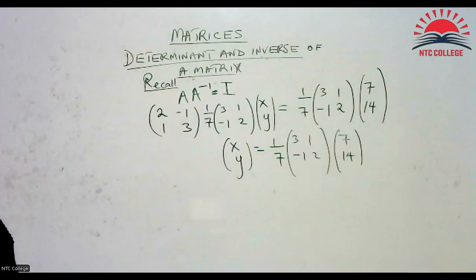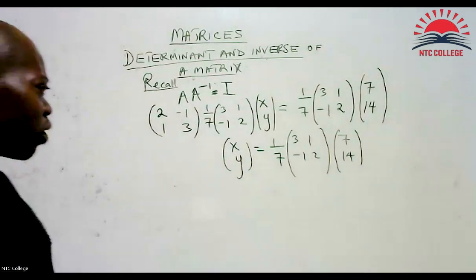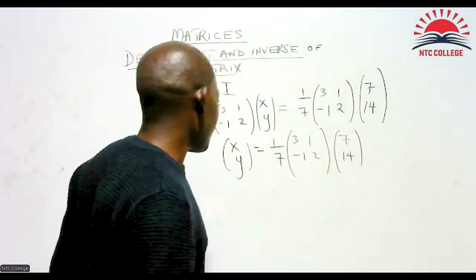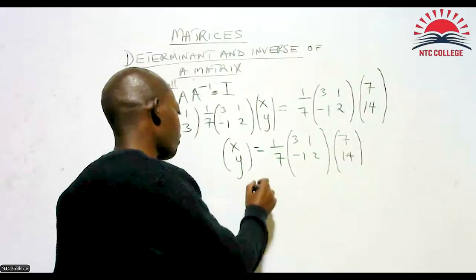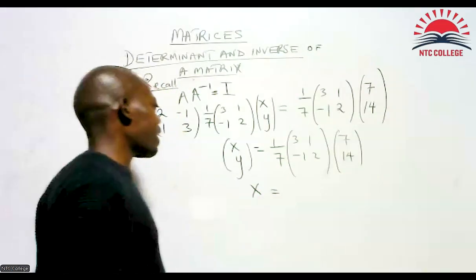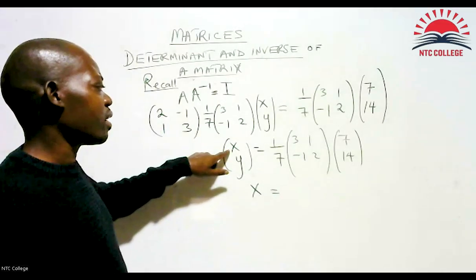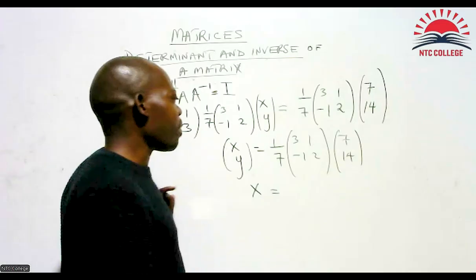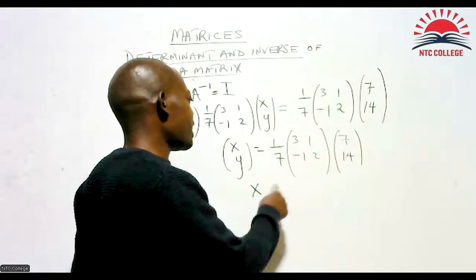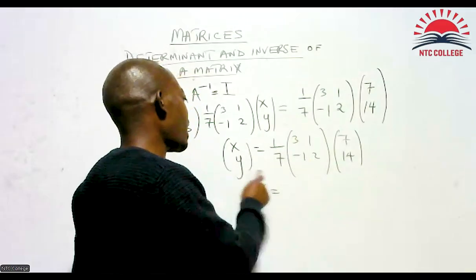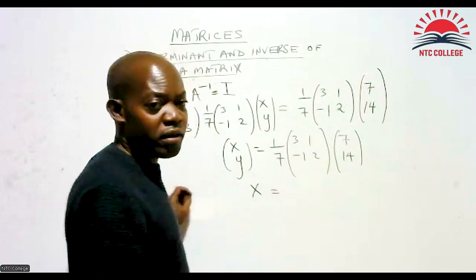Now, the question is, how do we proceed to obtain the value of x and the value of y? Very simple. Let's view what I'm doing. In order to obtain x and y, I want to begin with x and just follow my steps. Remember x is the upper element here, so I'm using the upper row in obtaining x. To obtain y, use the lower row. And this is how it is done.